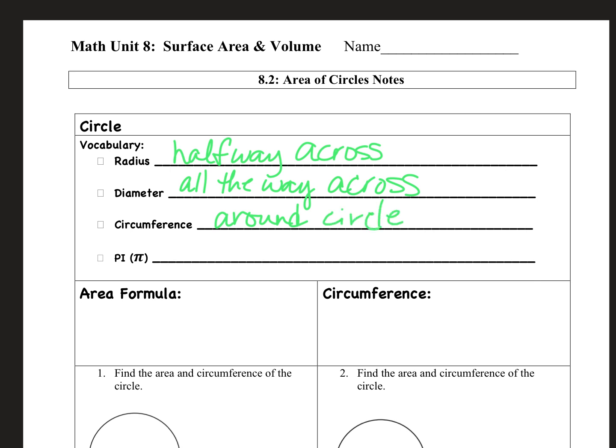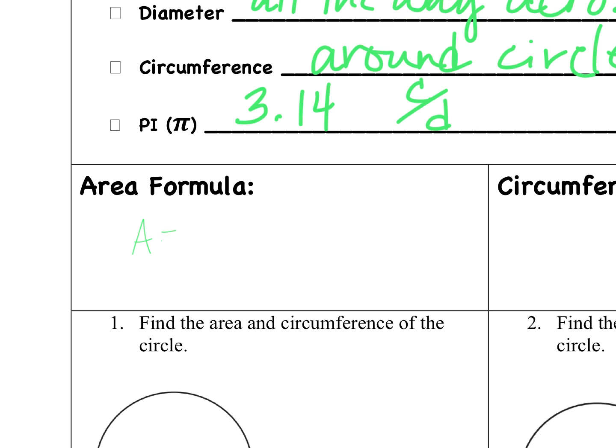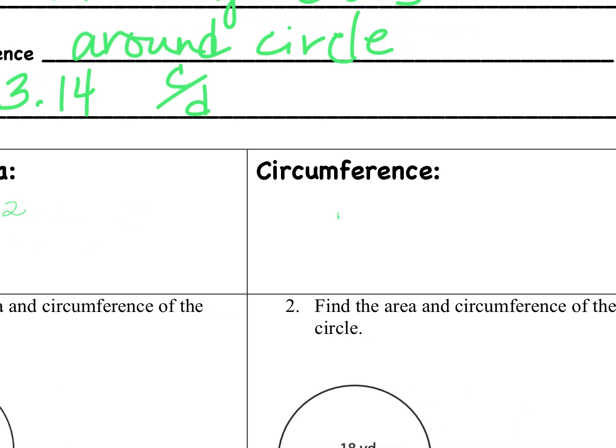And pi is the circumference divided by the diameter. And it is always 3.14, and it keeps going. It's an irrational number, but we're going to use 3.14. Now the formula for the area of a circle: area equals pi r squared. Remember, we're only squaring the radius. The circumference is pi times the diameter.